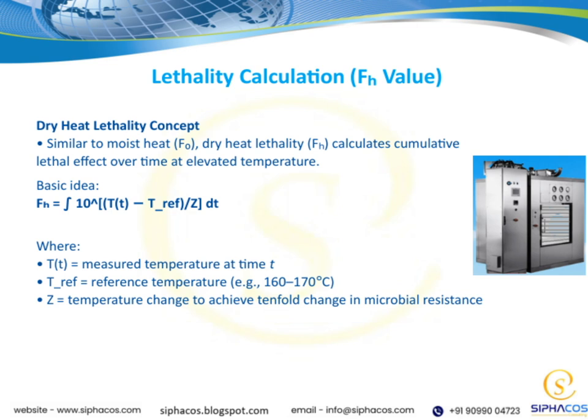The core idea here is that FH is calculated as an integral, or a sum, of the lethal effects over the duration of the heat process. Mathematically, it's expressed as FH equals the integral of 10 raised to the power of (T minus Tref) divided by Z, with respect to time. What does this mean in practice?